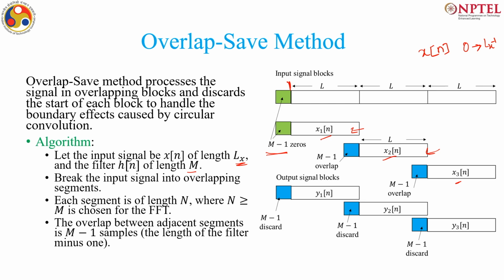What about the output side? Now, on the output side, since these are formed because of circular convolution, the first M minus 1 values of each block are technically redundant. So, we can discard these, and then just concatenate the remaining blocks, which is my final y[n]. That is it. But it might sound complex.